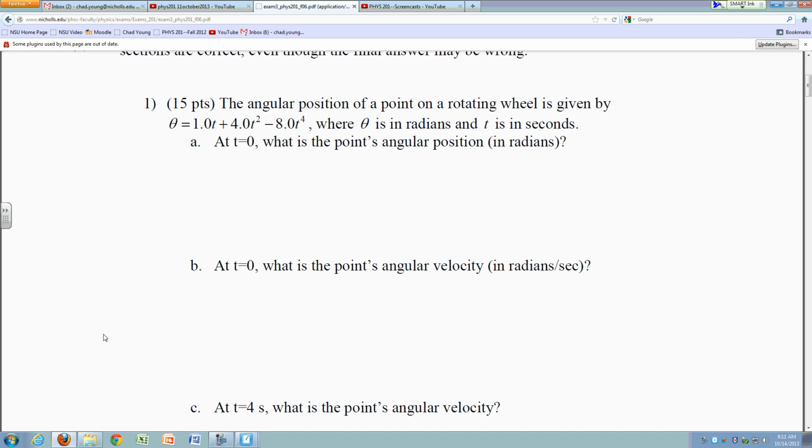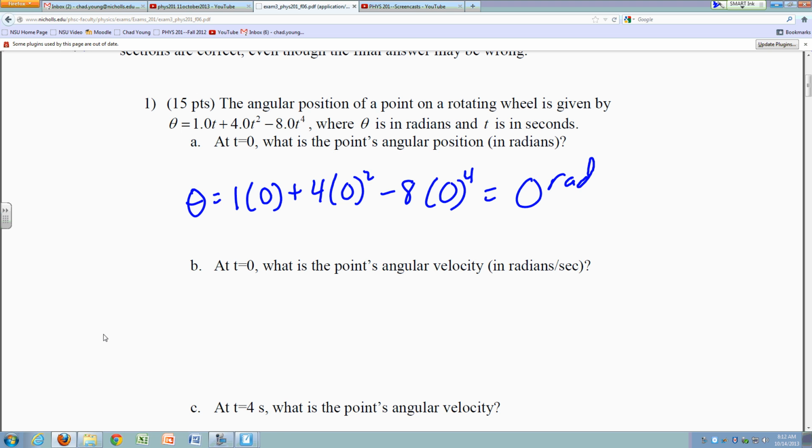Right. Okay, so I have this function. I want to know what is the point's angular position at t equals 0. What is theta? It's equal to 0. So it's as simple as plugging in t equals 0. So you say theta equals 1 times 0 plus 4 times 0 squared minus 8 times 0 to the 4th. So that's equal to 0 radians. And then I want to know what is the point's angular velocity in radians per second.